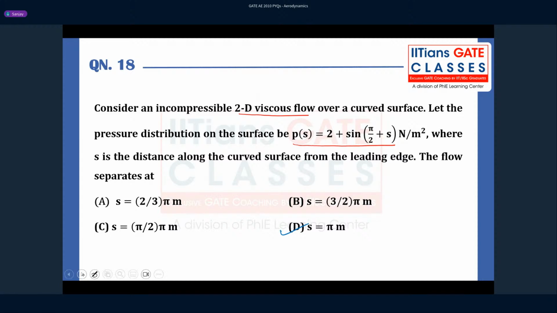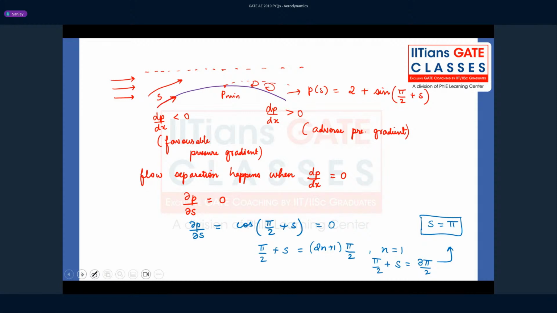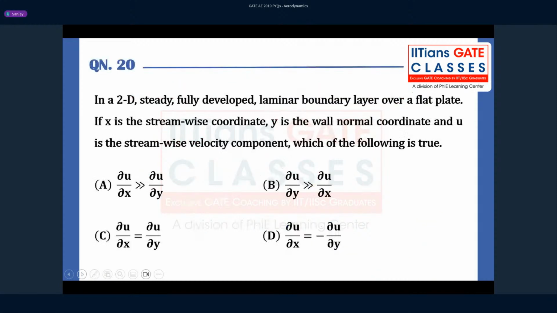All right. So now let's move on to the next question. This is a very easy question. It's a conceptual question. It is from boundary layer. So let's see what this question says.